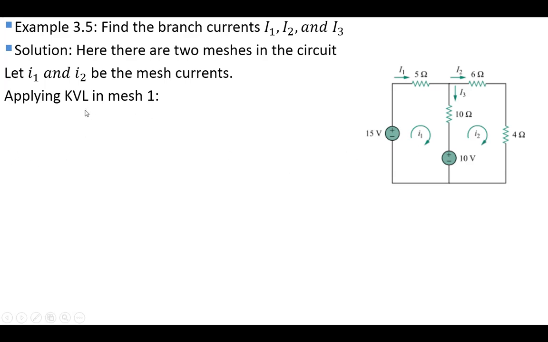So starting from mesh number 1, we can see that there are actually 4 elements connected in mesh number 1. That is 15 volt battery, 5 ohm resistance, 10 ohm resistance, 10 volt battery. So these are 4 elements. We can start from any point. We'll be traveling the mesh and we'll come again at the same point. So it means that we'll be needing 4 voltages because there are 4 elements.